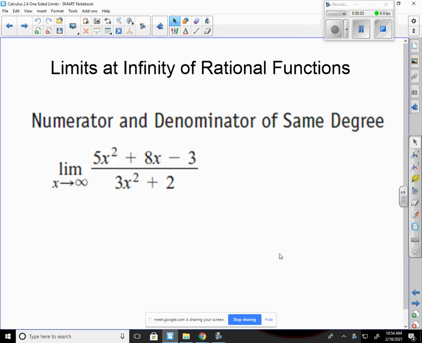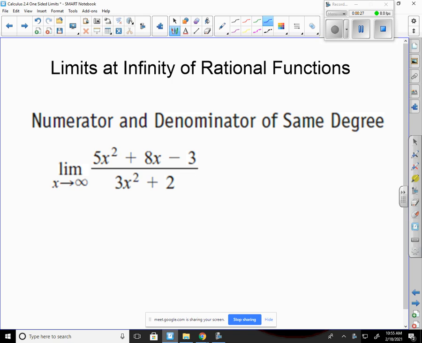Okay, today we're picking up with limits at infinity of rational functions. So the first one that I want to look at is whenever the numerator and the denominator have the same degree. Remember, the degree is just the highest exponent. In this case, it has a degree of 2 in both the numerator and the denominator.